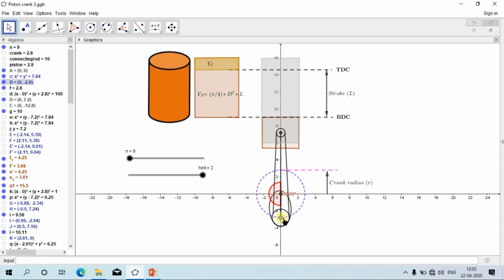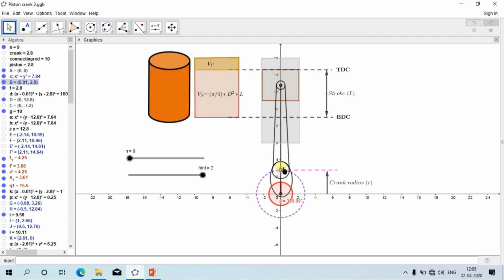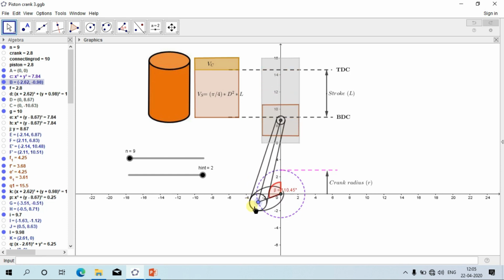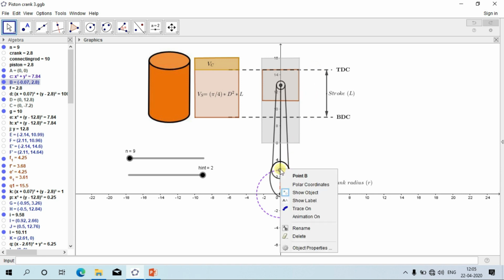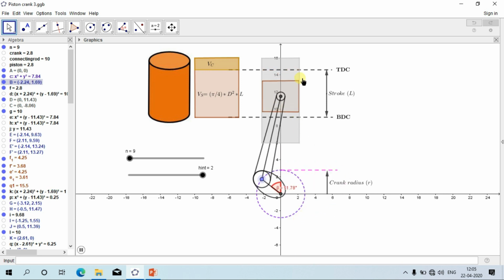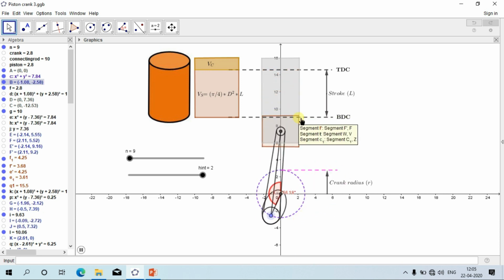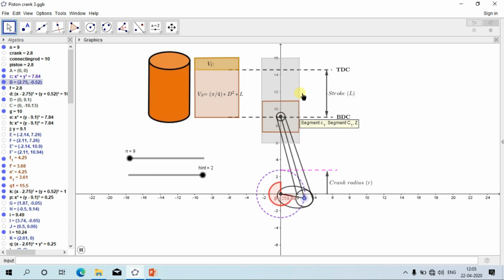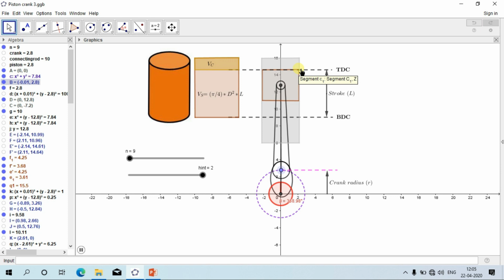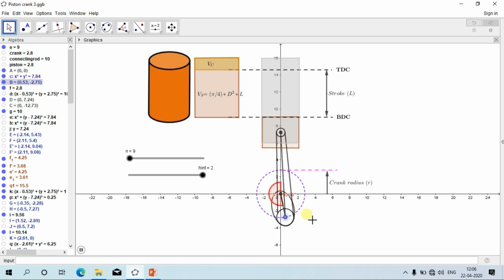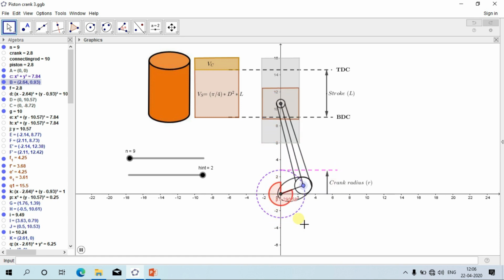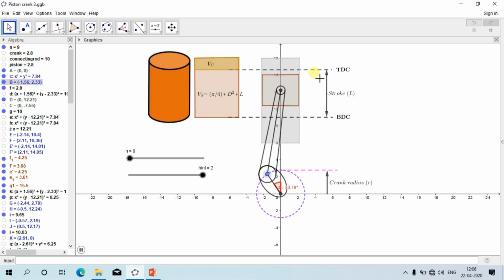One more thing to keep in mind: in one revolution of the crank, the piston will move 2 times, up, down and up. Observe this. Now the crank has covered a 180-degree angle. Then again the piston will move in the upward direction, then again in the downward direction. So this cycle will keep on repeating. But keep in mind that in one revolution of the crank, the piston will move up and down 2 times.